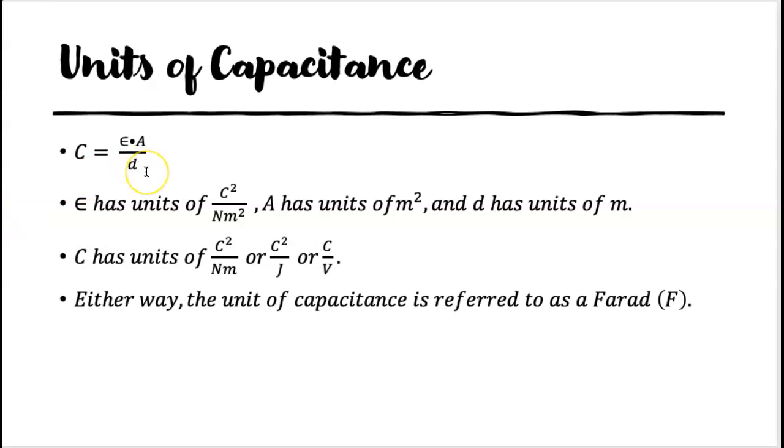Now, in terms of the units of capacitance: permittivity, we said on the previous slide, had units of Coulomb squared per Newton meter squared. Area has units of meter squared. Distance, or separation distance, has units of meters. So if I plug that all in here, I would find that my capacitance has units of Coulomb squared per Newton meter. Well, a Newton meter is a joule, and a volt is a joule per Coulomb. So we could relate it to coulombs per volt. That's a very common way.